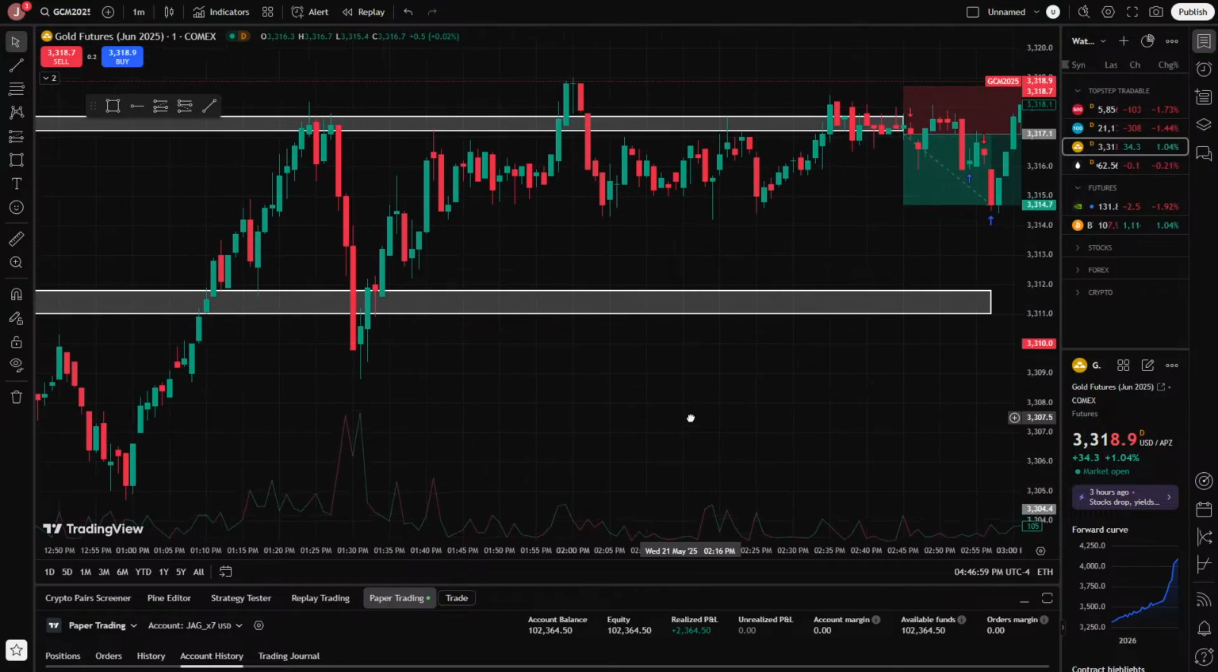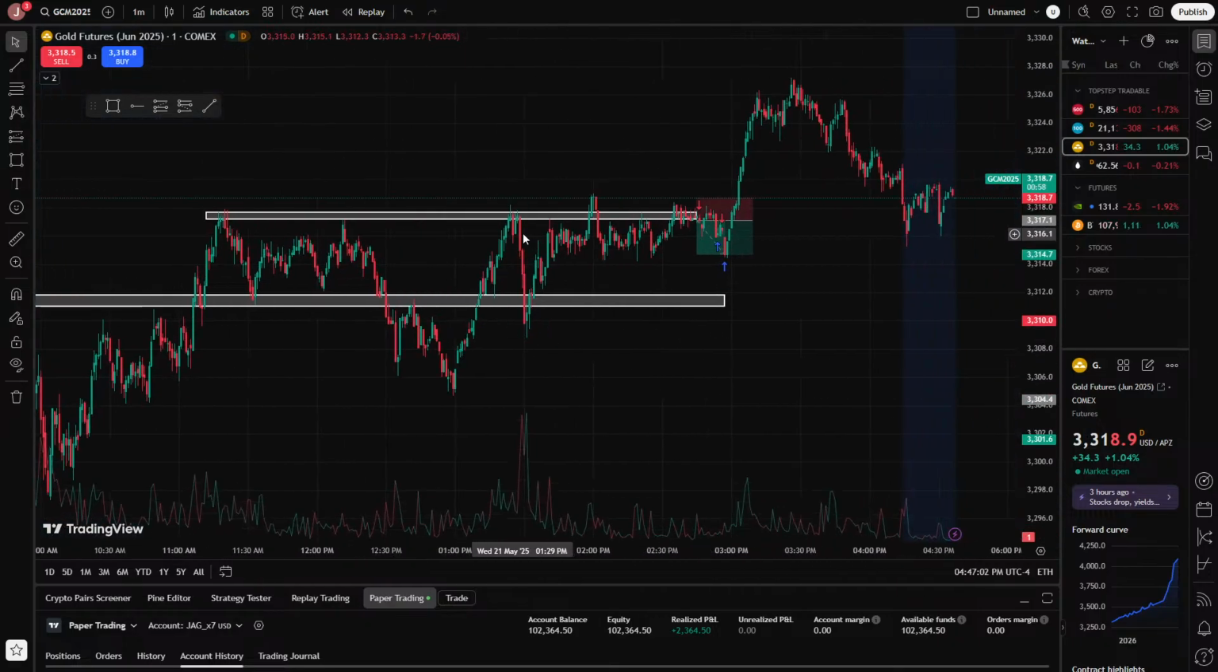Anyway, as you can see, I already drew these resistance and support zones. Somebody asked me in the last stream what zones are, and in case you're also confused, the most simple way I could put it is that zones are specific price areas where traders expect the market to react, specifically where the price usually stops going up or stops going down. That's really the basis of it.